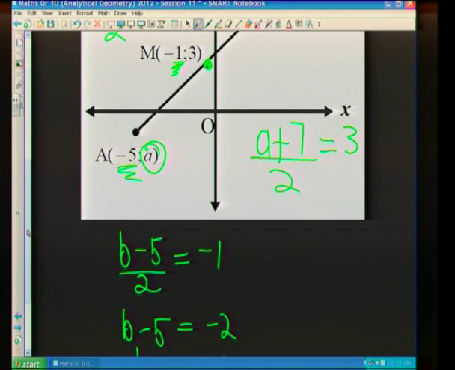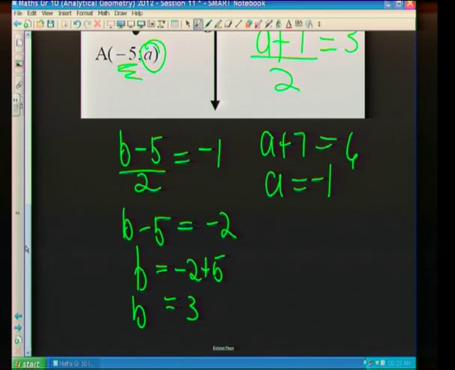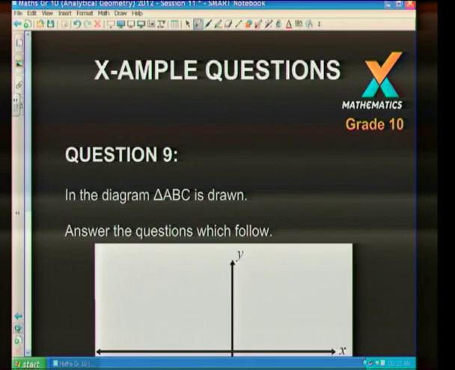Now, all I need to do is solve this equation. So A plus 7 is equal to 6. I'm multiplying through. So A is equal to 6 minus 7, which is negative 1. And again, that looks entirely consistent with my sketch. So I think we'll agree that the midpoint formula isn't the hardest thing that we've ever done.